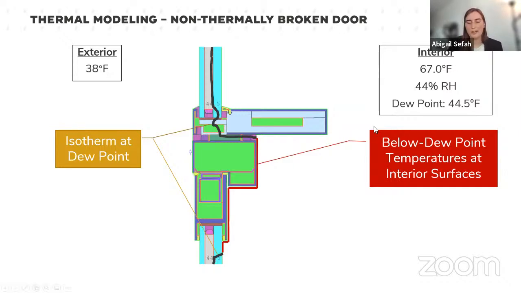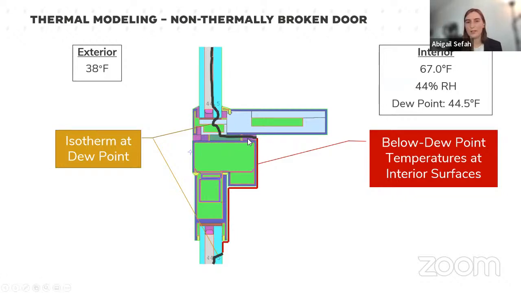I've traced out here in black the isotherm at the dew point. And an isotherm is a line that connects all the points of equal temperature. In this case, I have highlighted it at the dew point, which is based on the assumed interior temp and RH for this model.